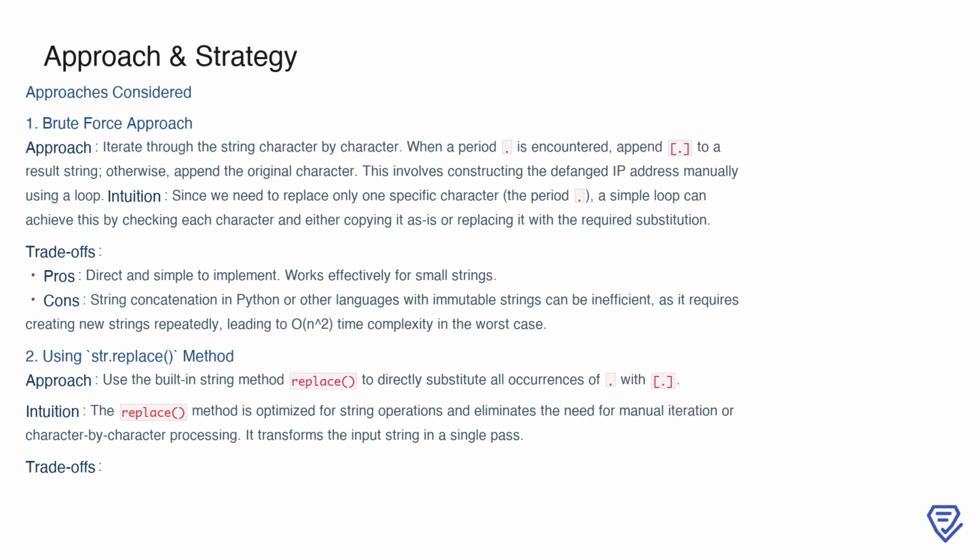Next, there's an alternative approach using Python's built-in str.replace method. With this method, we directly replace all occurrences of the period with "[.]" in a single step. This method is highly optimized for string operations, eliminating the need for manual iteration. It processes the string in O(n) time, which is far more efficient than the brute force approach. However, it may feel less intuitive to beginners who aren't yet familiar with built-in methods.